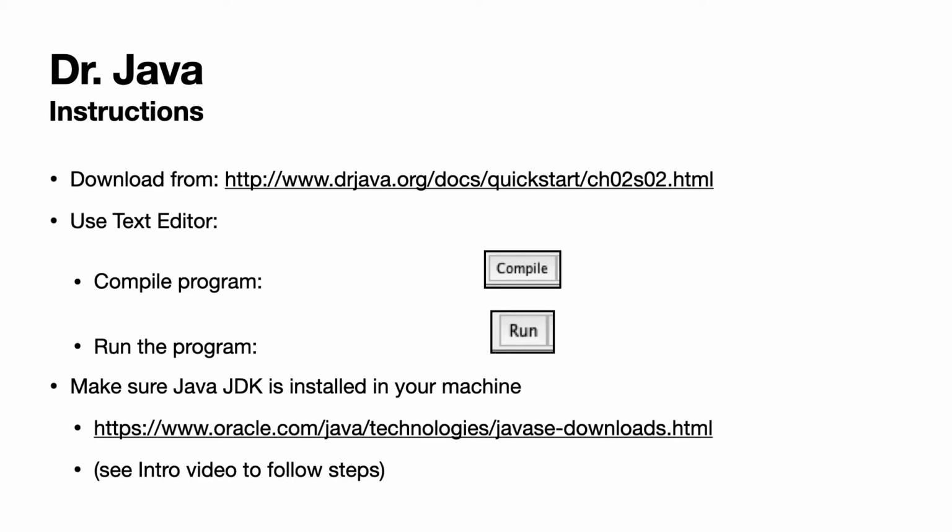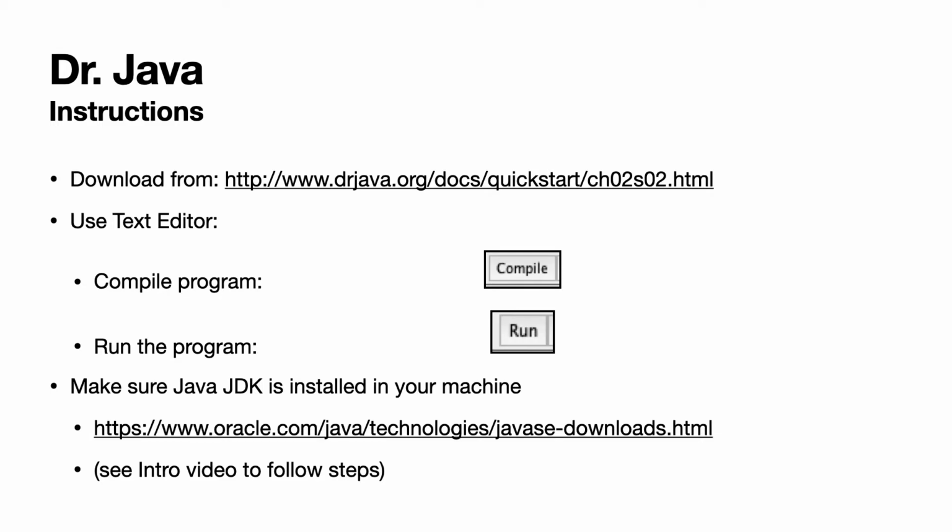So the instructions are very easy. As a matter of fact, I put a jar file on the class website. You can find it there, or you can just go to this website that you can see right there, and you can use the text editor to compile and run everything just by clicking those buttons, the compile button and the run button.